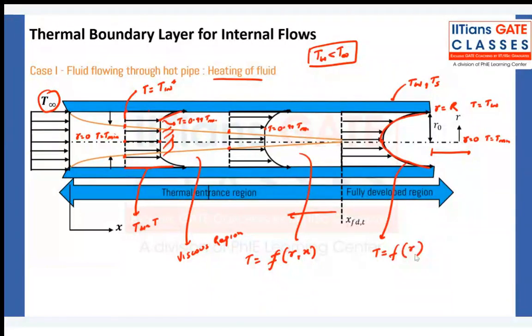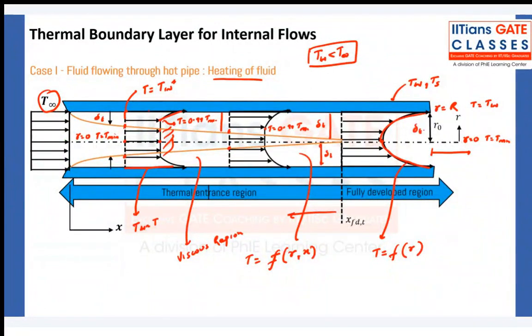Again, it is called the thermal entrance region. The left side is called the thermal entrance region, and the other side is called the fully developed region. This is your thermal boundary layer. It keeps changing until it is fully developed. Once it is fully developed, the fully developed region starts. Then the whole area is your thermal boundary thickness. So this is your heating.